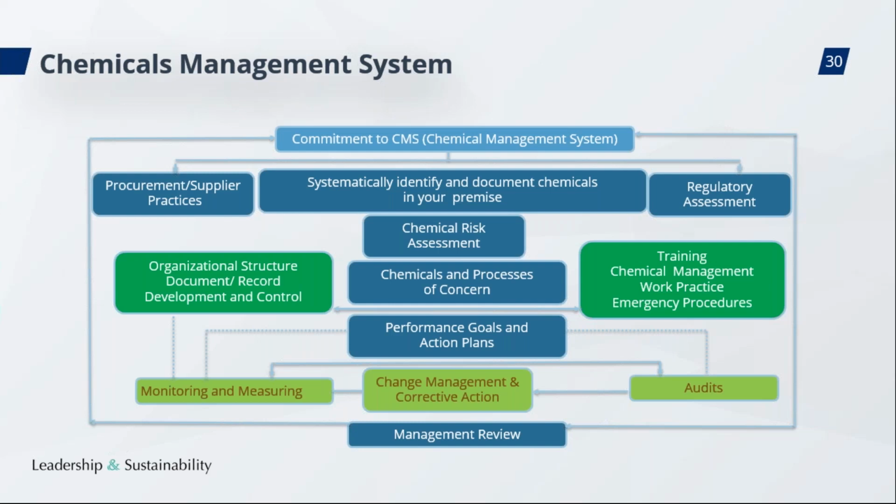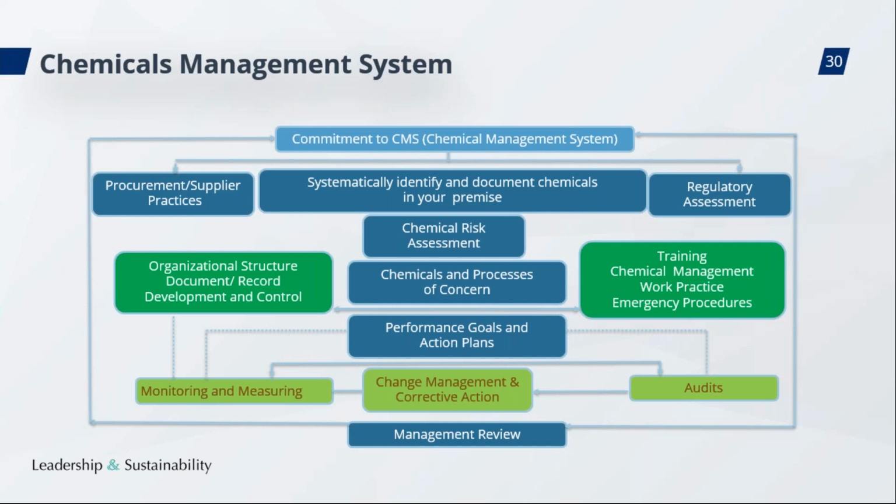On this chart, you can see some of the elements of a chemical management system. You need a commitment from your management and your teams. You need to identify the chemicals and the chemical formulations you have. You need to build your inventory, as we mentioned before. You need to assess your chemicals for risks, and then you need to identify the chemicals and processes of concern. So not only the chemicals, but also where are those chemicals used? So those are the processes of concern.